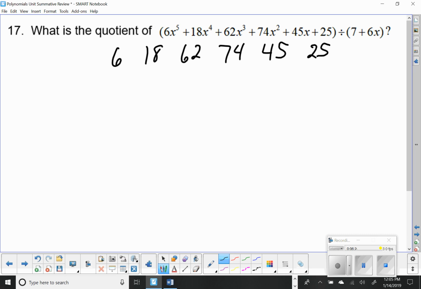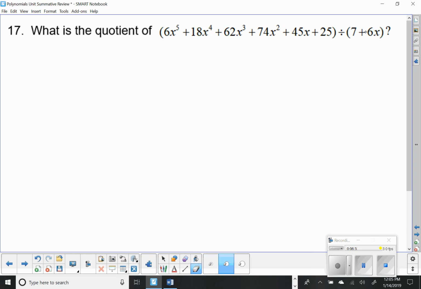Do I want to do this? This is 6x plus 7. That means it's just going to get ugly. I really don't want to do synthetic division unless I have x plus something or x minus something. I could possibly do this, but since I don't know that it's going to work out, I think long division is going to be much nicer.